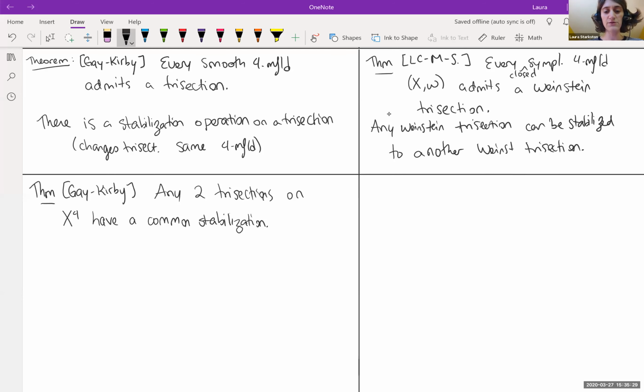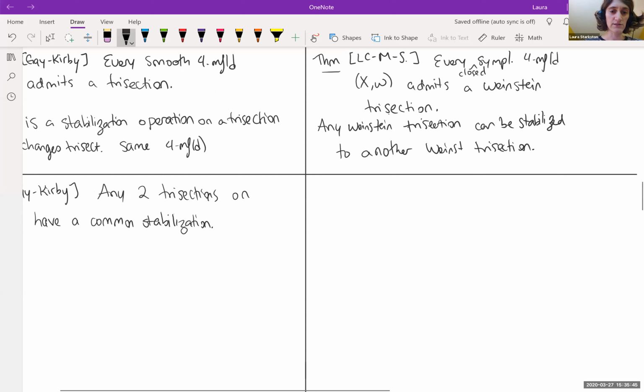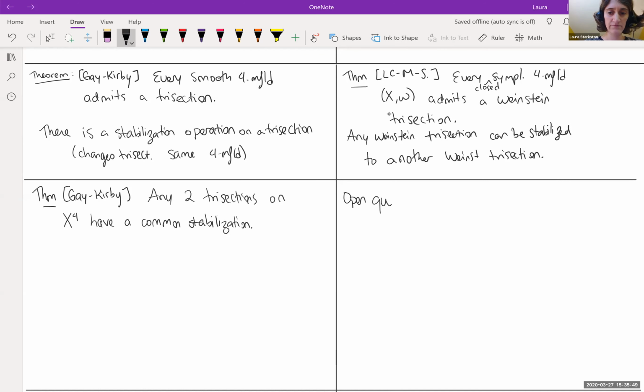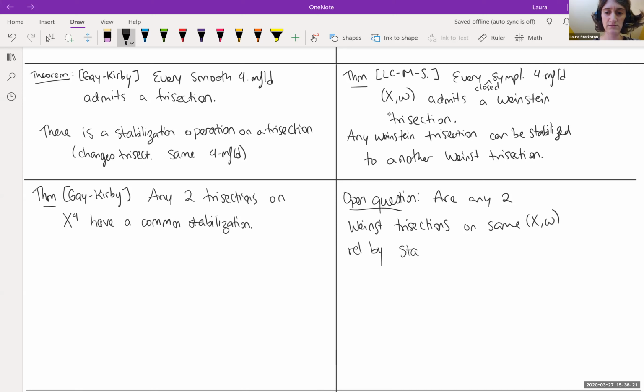So then you could ask, is the same uniqueness theorem true? Do any two Weinstein trisections have a common Weinstein stabilization? And then this would give us a method to study symplectic manifolds up to symplectomorphism. So this is an open question. Are any two Weinstein trisections on the same (X, ω) related by stabilization, or do any two have a common stabilization? I see something popping up blinking. So if someone has a question, feel free to ask as I'm writing.